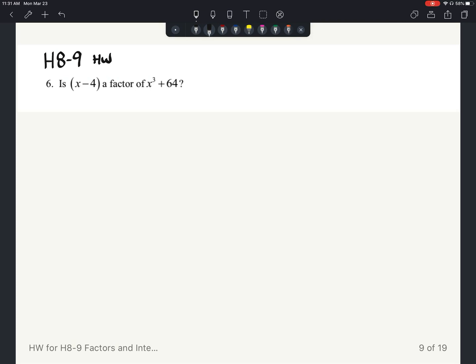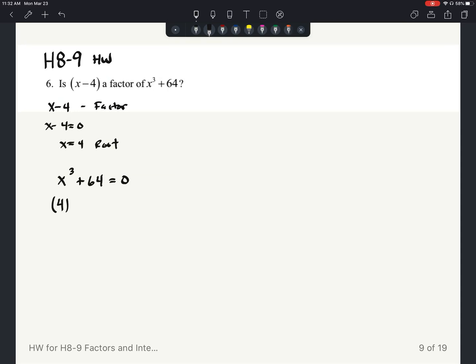One thing we know here is that if x minus 4 is a factor, then if we set that equal to 0 and solve it, we get x equals 4 as the root. So that would mean, if we had this function, x to the third plus 64 equals 0, and we thought 4 was the root, we'd have to plug in 4 and it would have to make it true.